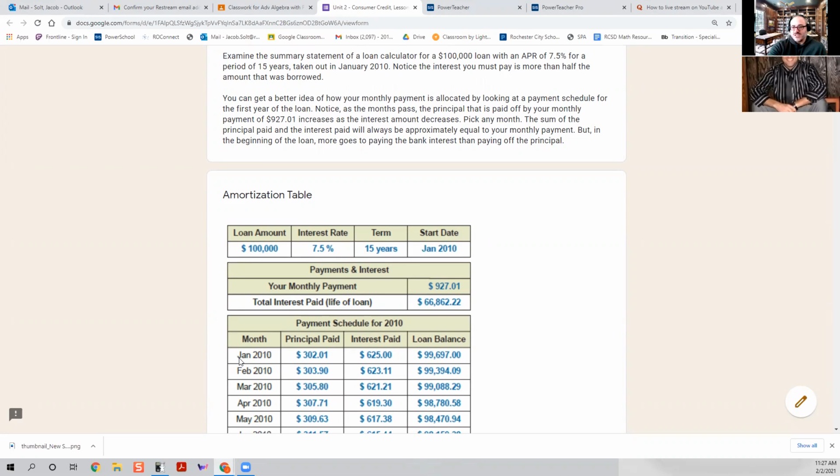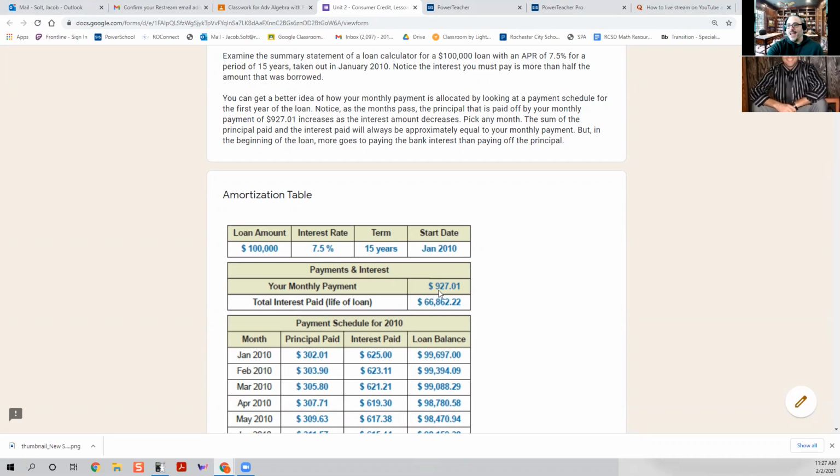Let's look at our first monthly payment. Our monthly payment is $927.01. So every month you've got to pay $927.01 on this $100,000 loan. Of that $927.01, $302.01 goes to paying off your principal, whereas the interest is $625. So on that first payment, the bank makes a cool $625. That goes into their profit. And your principal, your loan, only decreases by $302.01 for that first payment.